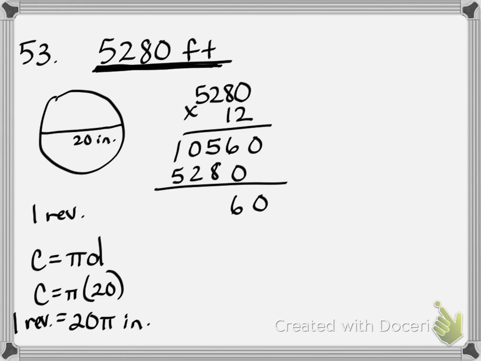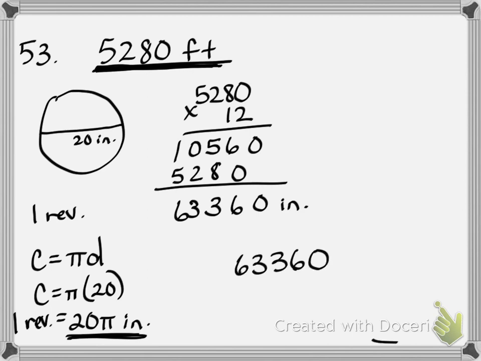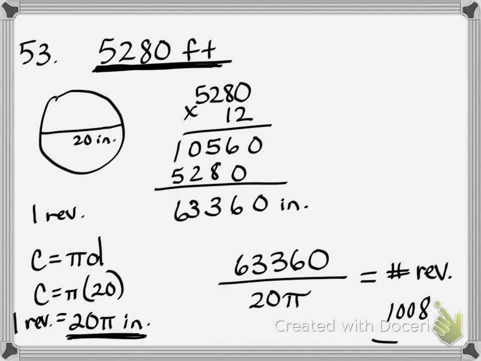I don't have my calculator with me, so I'm hoping I'm doing this correctly. So she's got to go that many inches, and she can go 20 pi inches in 1 revolution. So we're going to take the total number that she has to pedal and divide it by how many she can go in 1 revolution. And that should give us the number of revolutions that she'll need to pedal. And if I did my math right, it's 1008.41 approximately.